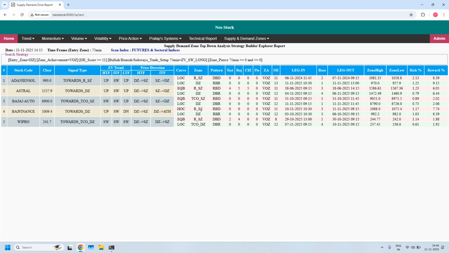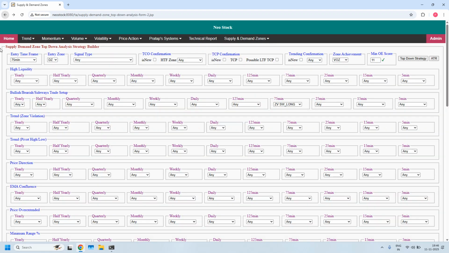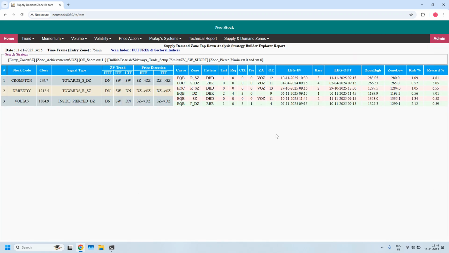Sideways long trade setup. All entry time frame zones are 75 minutes demand zones. So total we got 5 stocks. You should plan trades only if less than 30.3 video checklist items are satisfied. Okay, next sideways short trade setups, changes are 75 minutes supply zone and sideways short. We got 3 stocks. Now entry time frame zones are 75 minutes supply zones. You should plan trades only if less than 30.3 video checklist items are satisfied.